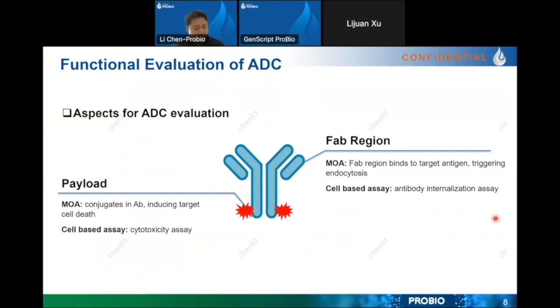The functional evaluation of ADC consists of two major aspects. One is the antibody internalization assay from the antibody Fab region, and the other is the cytotoxicity from the payload toxin side. During the naked antibody discovery stage, we will first focus on the internalization part mediated by antigen binding to the Fab region.